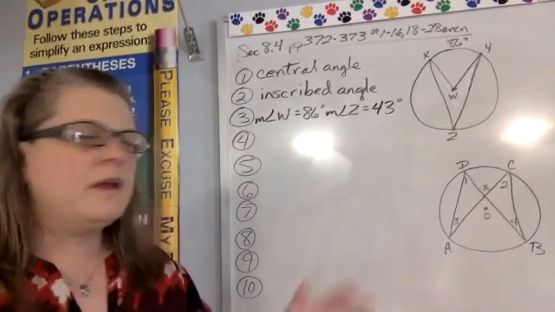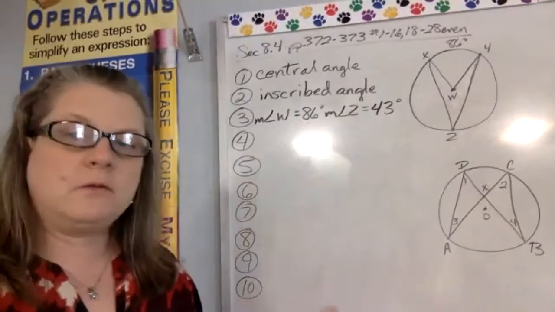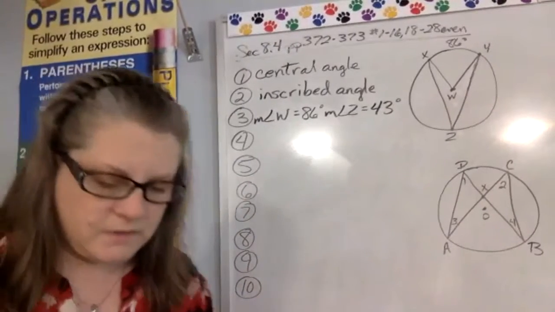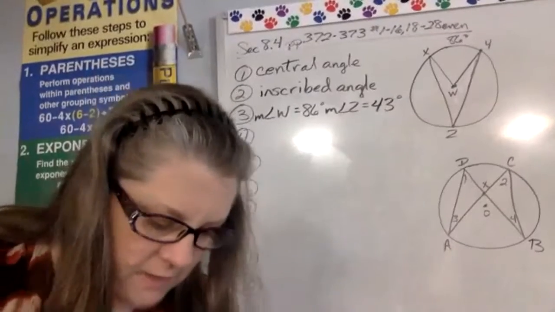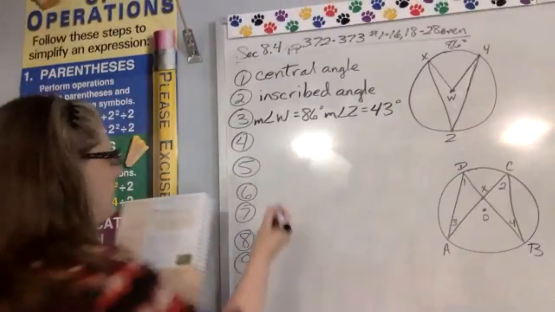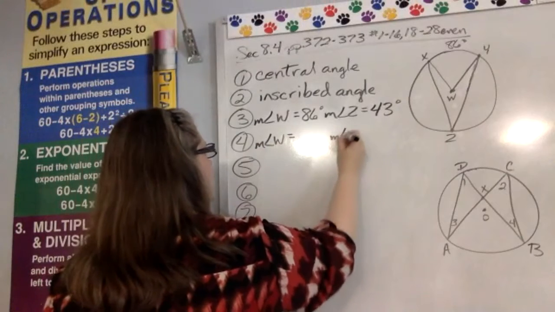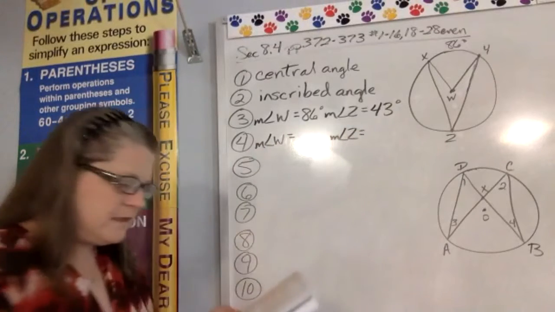Okay, so if it's the central angle, it's equal to the arc. If it's the inscribed angle, it's half the arc. So that's the part you've got to remember. Now on number 4, it wants to know the measure of angle W and the measure of angle Z, but it gave us different criteria.